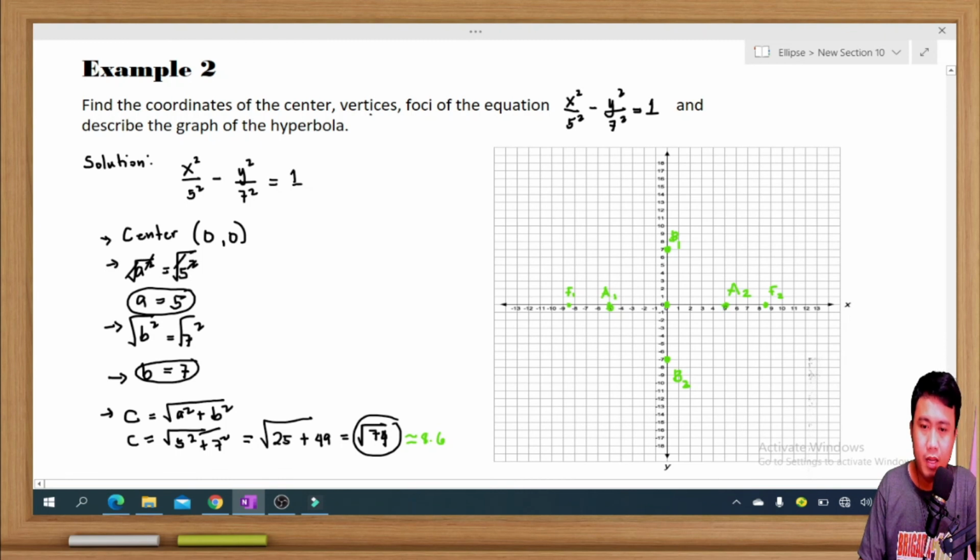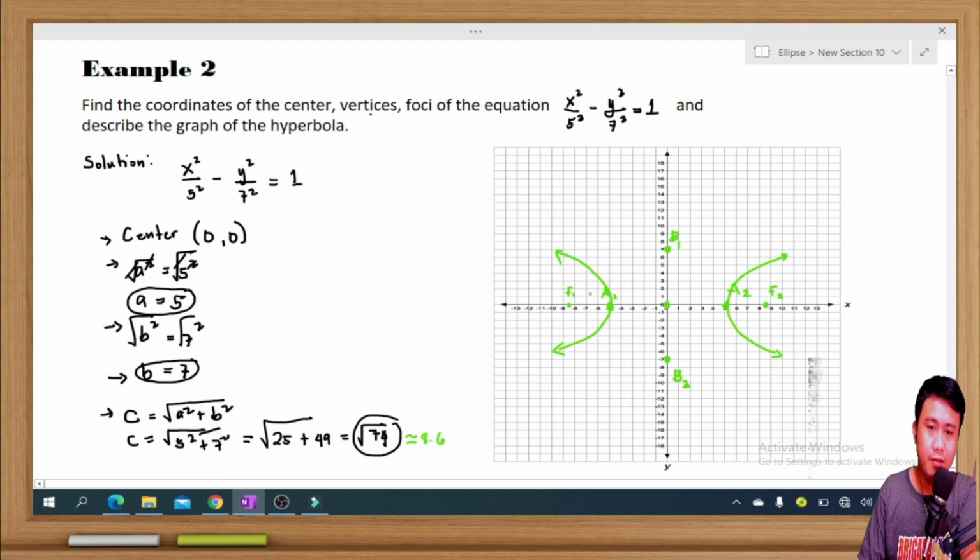Okay? So, we can now draw our hyperbola. Approximately lang po yung aking graph. And then sa kabila. Okay, so ibig sabihin, it is open to the right and to the left.